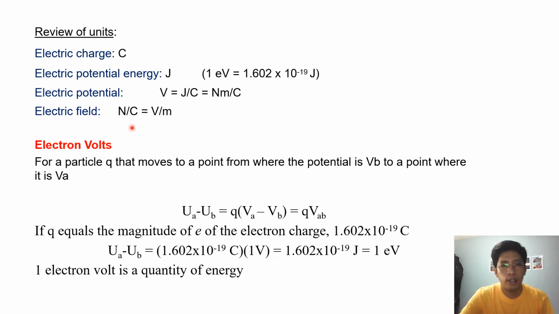So aside from your electric potential energy with a unit of joules, we can also use your electron volt, where your 1 electron volt is equal to 1.602 times 10 to the negative 19 joules, which is easier when we're talking about the charge of your electron. So we're just going to remember 1 eV, wherein 1 eV is equal to 1.602 times 10 to the negative 19 joules. These are your units: coulombs for electric charge, joules for electric potential energy, volts for electric potential, and Newton per coulomb or volts per meter for your electric field.